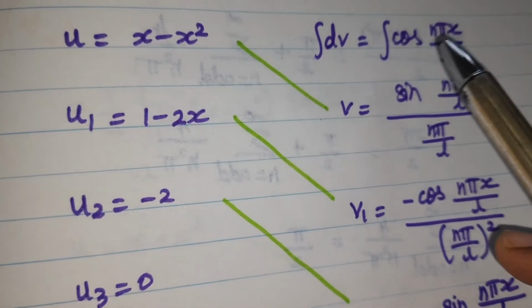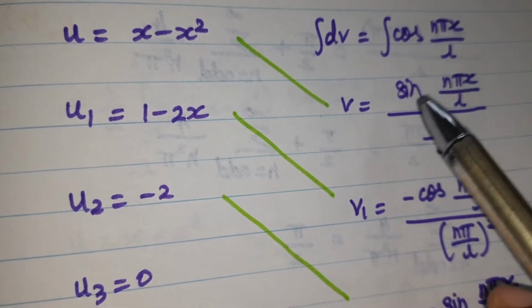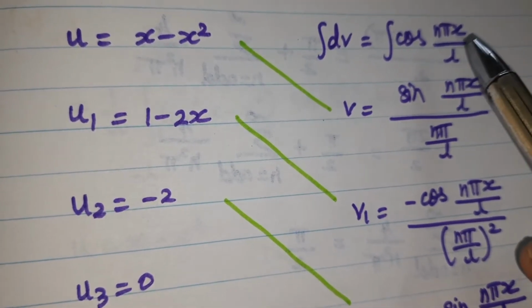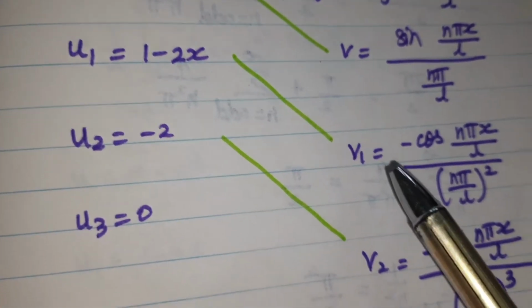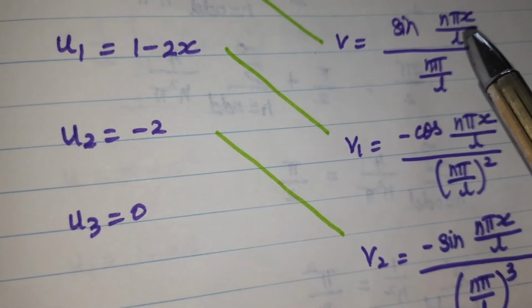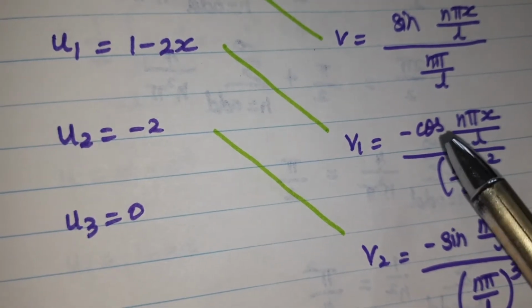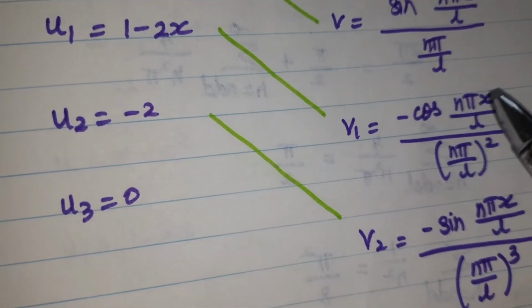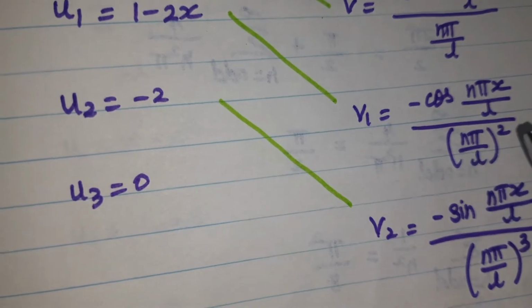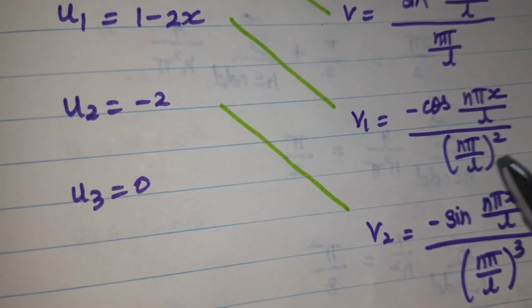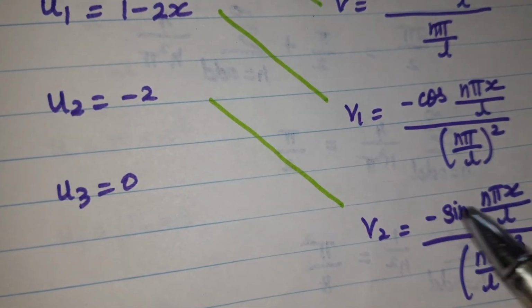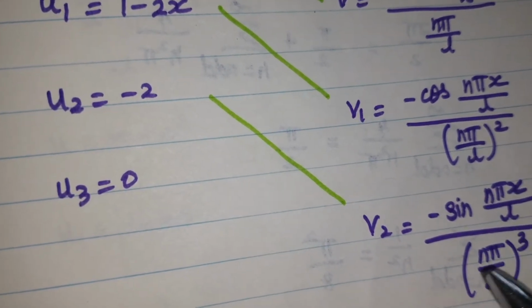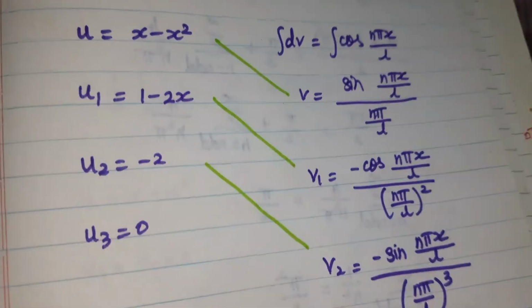Here integral of cos n pi x divided by L is sin n pi x by L, and coefficient of x is n pi divided by L. Therefore, divided by n pi by L. And again v1 is integration of sin, which is minus cos. Therefore, minus cos n pi x divided by L divided by n pi by L the whole square. Again, if we integrate cos, it becomes sin. Therefore, minus sin n pi x divided by L divided by n pi by L the whole cube.